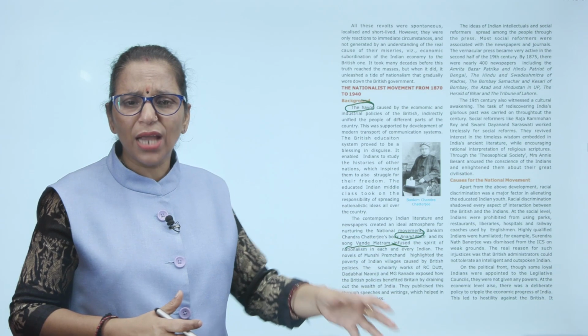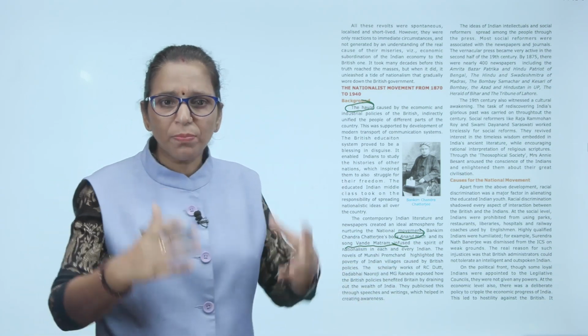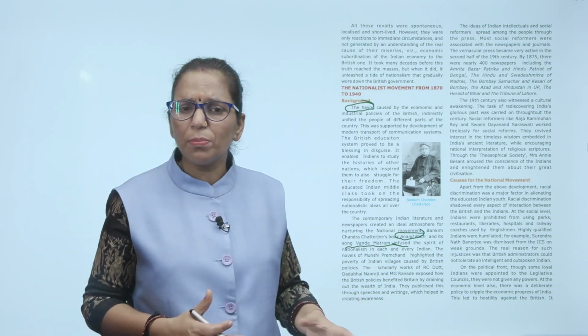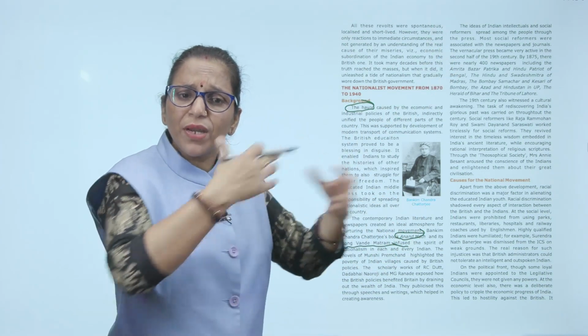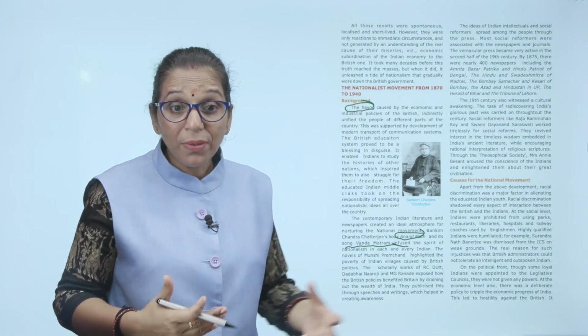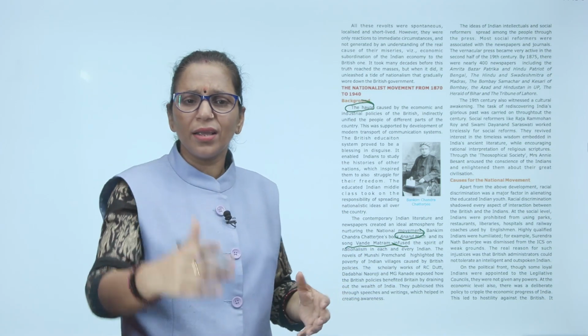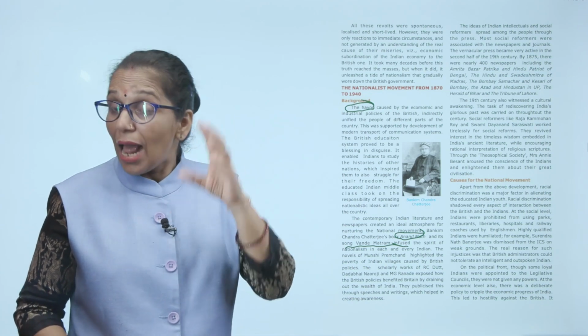of India. The scholarly works of R.C. Dutt, Dadabhai Naoroji and M.G. Ranade exposed how British policies benefited only Britain by draining out our wealth and sending it to Britain. Means they were feeding their mother country, utilizing our wealth. They published this through speeches and writings and helped create awareness among Indian society. So literacy and education helped a lot to unite the people and spread the feeling of nationalism among Indians.